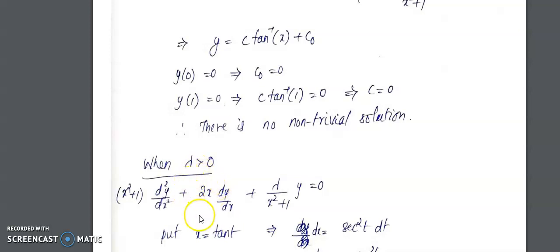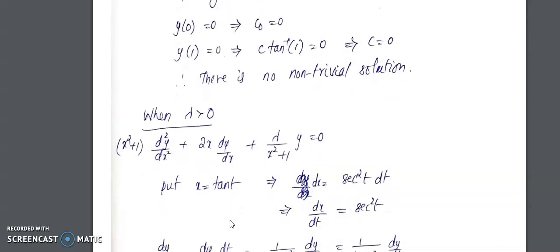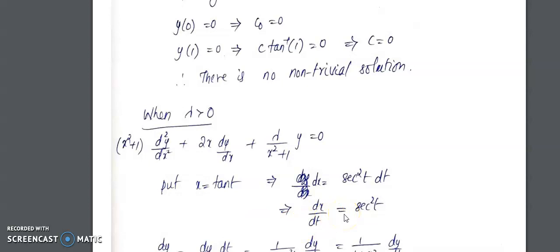For solving this equation, we will use a substitution x equal to tan t. Okay, because here you do not have constant coefficients. So let us use this substitution, and now the equation will be converted to constant coefficients under the substitution. Okay, for x equal to tan t, you will get dx equal to sec square t dt. So dx by dt will be sec square t.